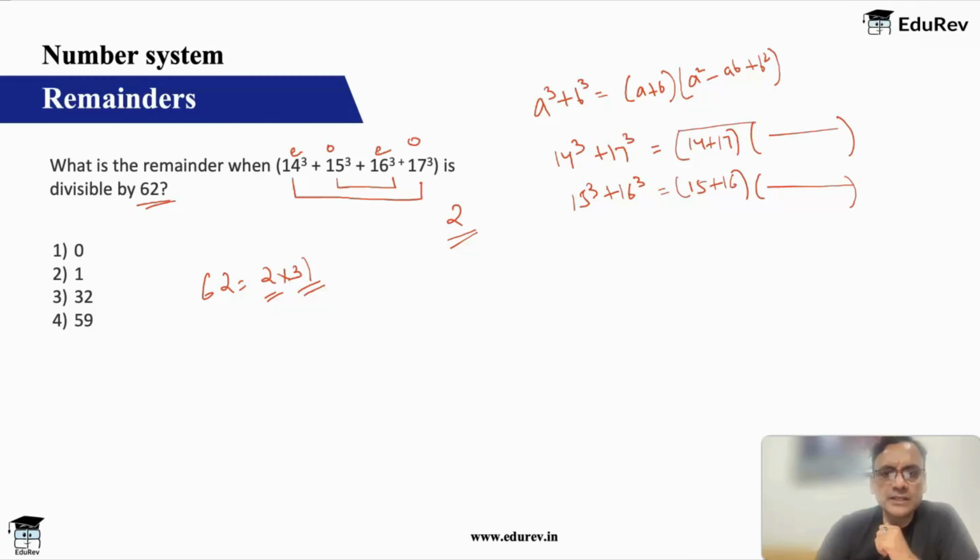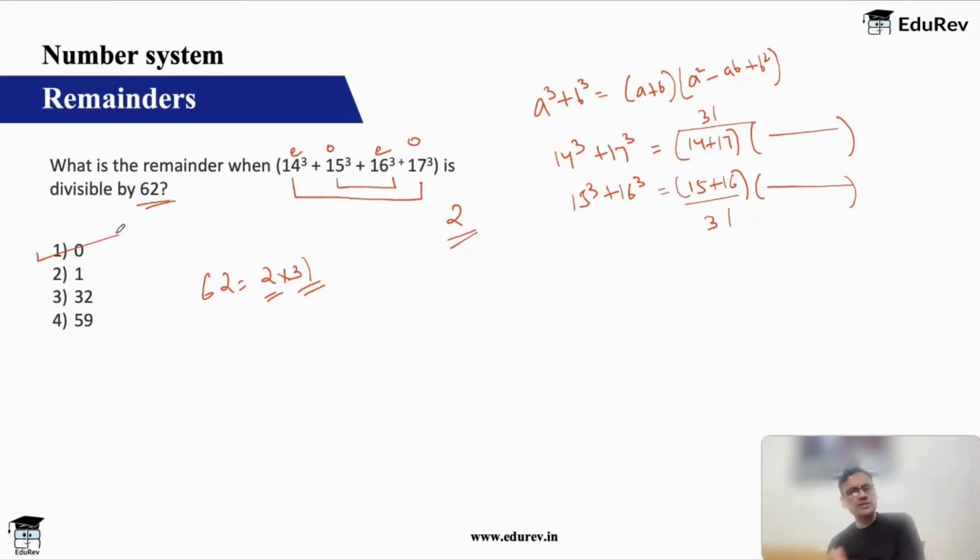14 plus 17 is nothing but 31. 15 plus 16 also is nothing but 31. So both of them will be divisible by 31. Hence, the number is going to be divisible by 31 and also by 2 because it's an even number. So it will be divisible by 62. There will be no remainder. So the answer would be 0.